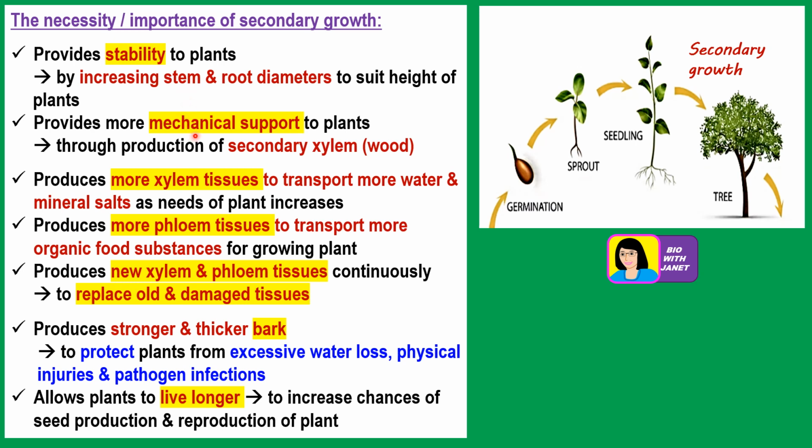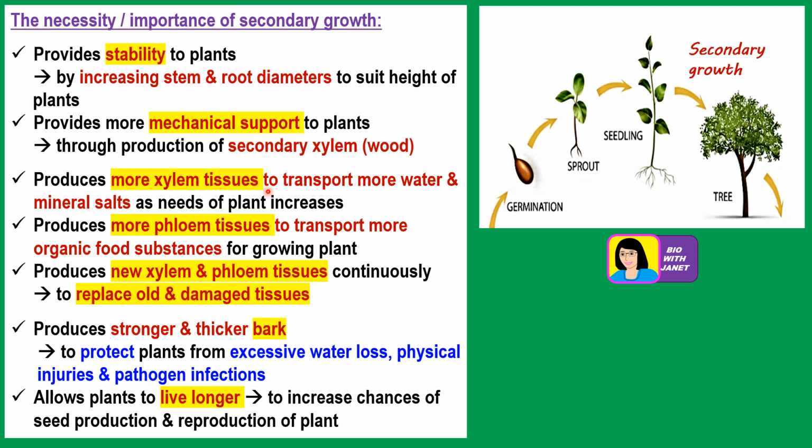So it provides not only stability but more mechanical support to the plants as the stem and roots thicken through the production of the tissue called secondary xylem, which is actually wood. All right, so a tall tree can be well supported by the thick stem that is formed, that is thickened through secondary growth.